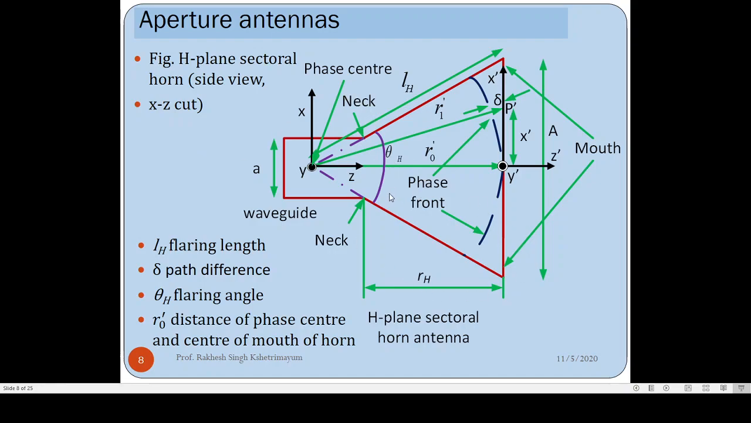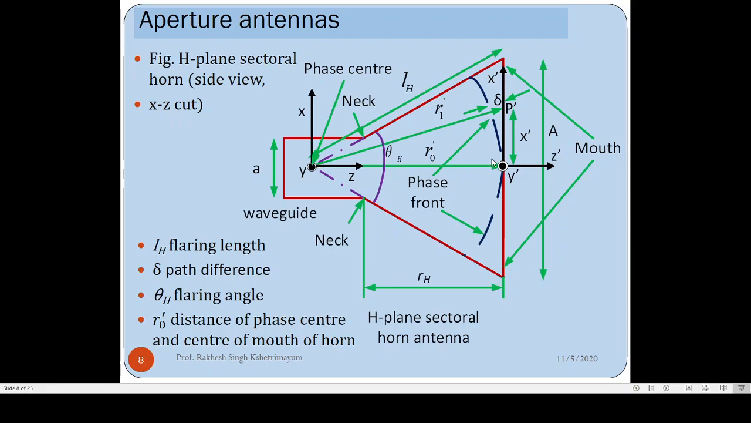We assume that this horn antenna is giving us a spherical wavefront. So this is one of the spherical wavefronts. What you can observe is that this is a spherical wavefront and this is a plane wavefront. If we assume there is a plane wavefront here, there is some error because of that assumption. That error is given by delta. So delta is the path difference.